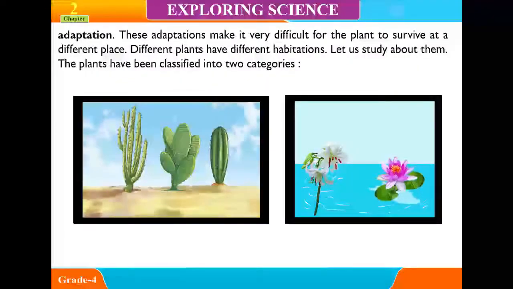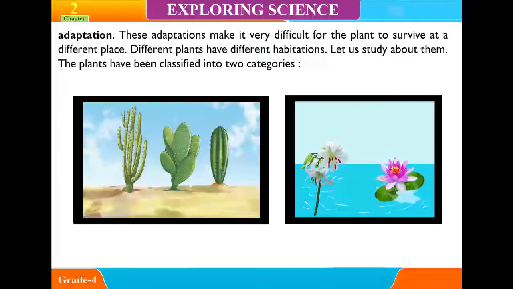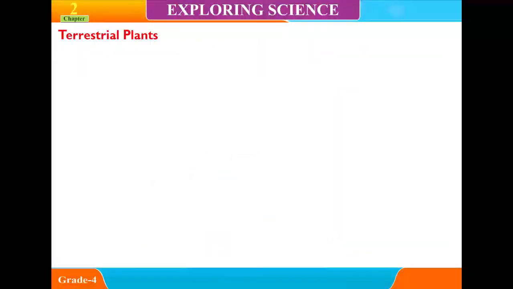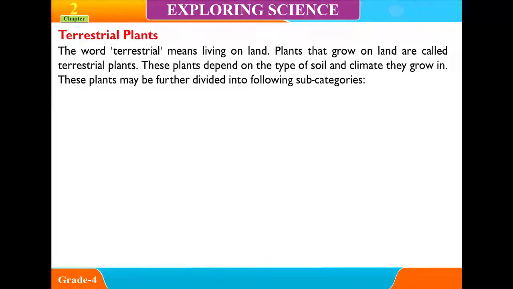These adaptations make it very difficult for the plant to survive at a different place. Different plants have different habitations. Let us study about them. The plants have been classified into two categories: terrestrial plant, aquatic plant. Terrestrial plants. The word terrestrial means living on land. Plants that grow on land are called terrestrial plants. These plants depend on the type of soil and climate they grow in. These plants may be further divided into following subcategories.